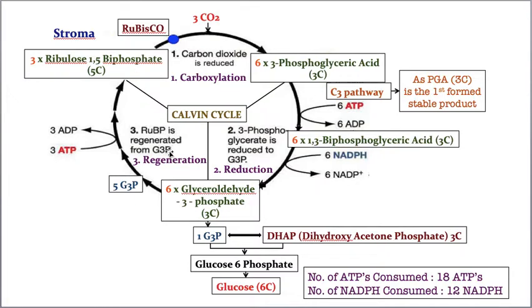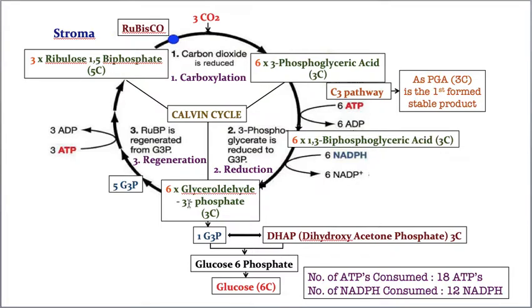How? In each glyceraldehyde 3 phosphate, how many carbons are there? 3 carbons. Now 5 times 3 is how much? 15. Now how many RuBPs participate in the reaction? 3, and each RuBP has how many carbons? 5 carbons. So 3 times 5 is 15. Here 5 G3Ps, 5 times 3 is 15. Is the logic clear?